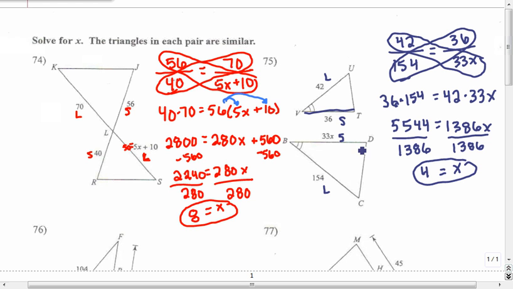So x equals 4, which means if we plugged 4 in for x, that whole side would be how much? So 33 times 4 equals 132. So that whole side is 132. So 132 compared to 154 versus 36 compared to 42. It makes sense.